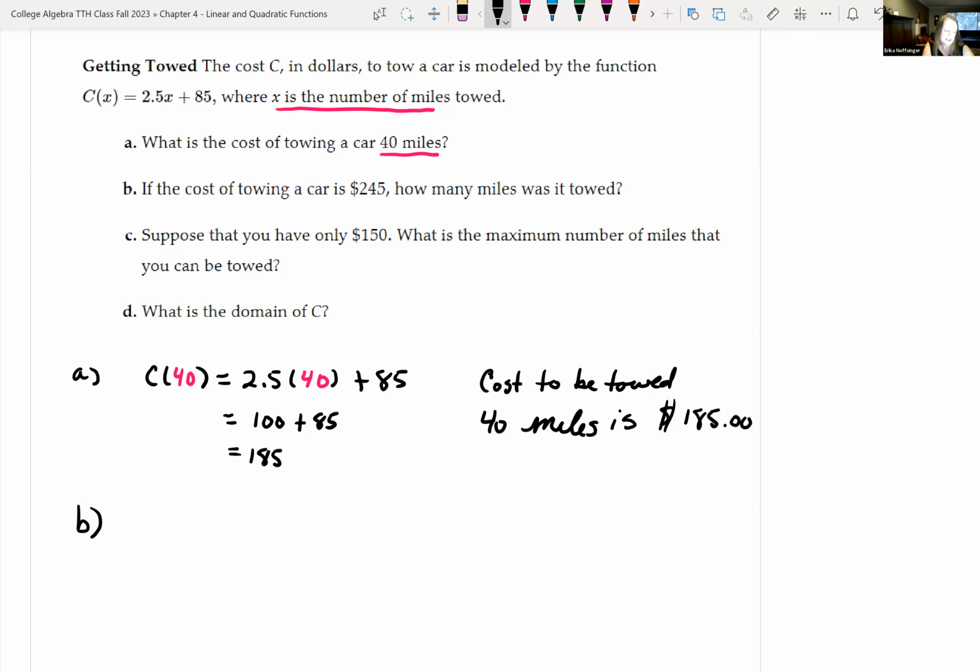So if the cost of towing a car is $245, how many miles was towed? We know that the cost is $245. So we have 245 is equal to, and we're trying to figure out what x is in this case, 2.5x plus 85. We're trying to solve for x, so we want to get x by itself. Let's subtract 85 on both sides of our equation.